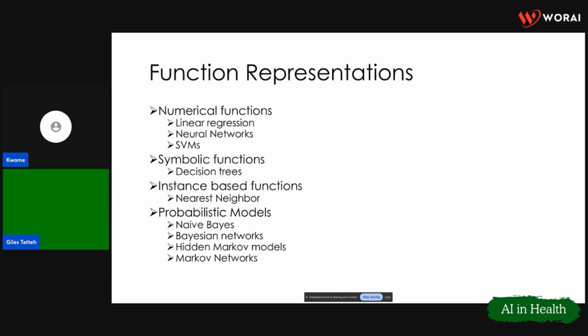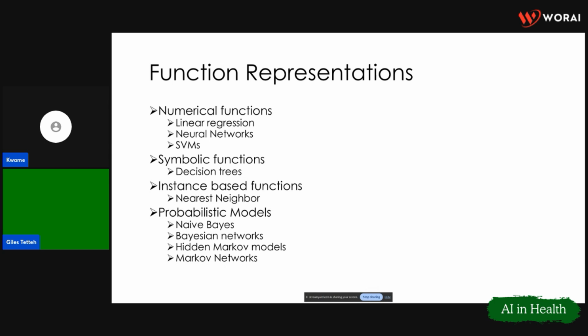Right. So representation, normally we are looking at what algorithm is good for a particular problem. So this is the representation. For example, there are some cases where we would use linear regression. This is also very common in statistics. Depending on the task, we will use neural networks. We can also use SVMs, support vector machines. These are for numerical functions. And then we have the symbolic functions where, for example, we use decision trees.